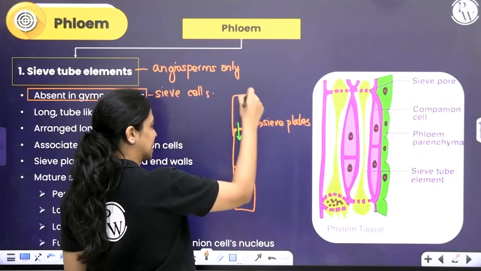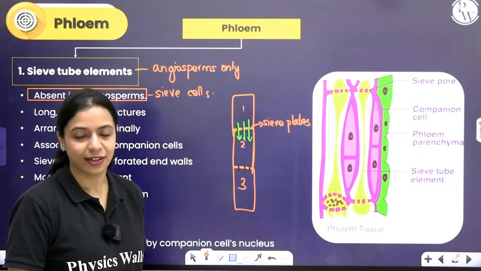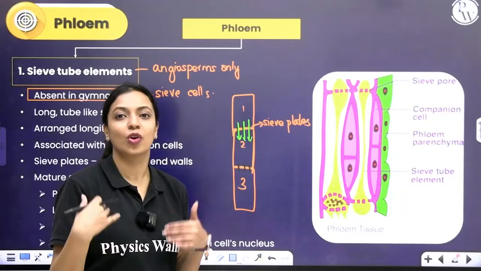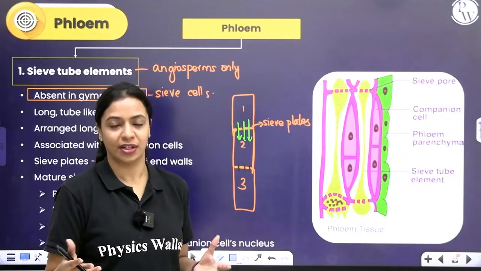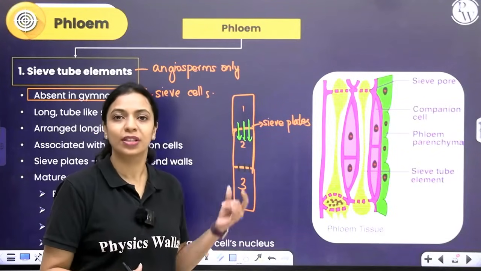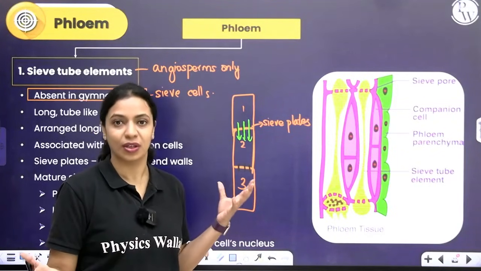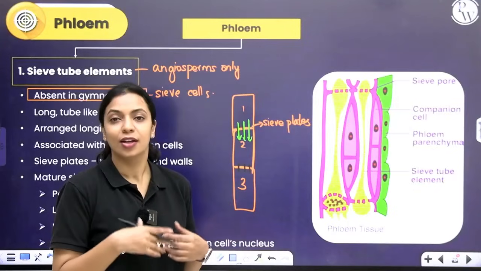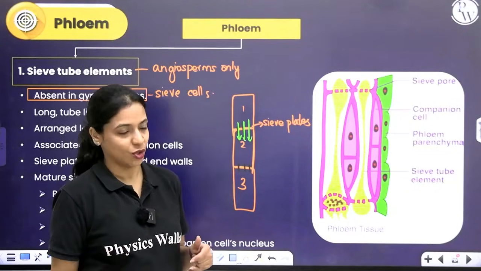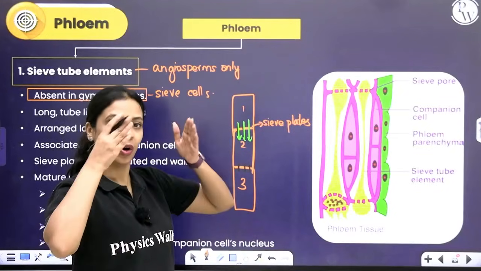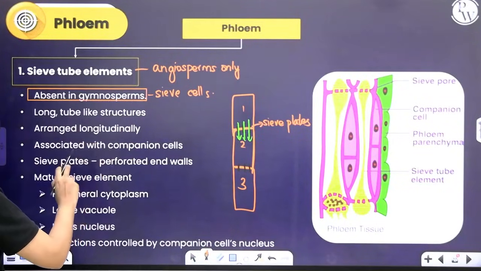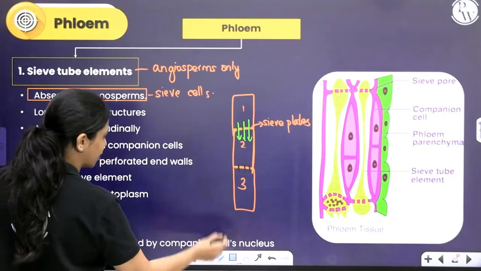Because the sieve tube elements are involved in the conduction of food, it requires a lot of space. These sieve tube elements would have lost their nucleus during maturity. We talk about nucleus a lot, we say nucleus is important, but these sieve tube elements would have lost their nucleus. Similar to how our RBCs lose the nucleus, even these sieve tube elements become enucleated when they mature. So that allows them space for transport of food. Now, they have perforated cross walls or end walls.